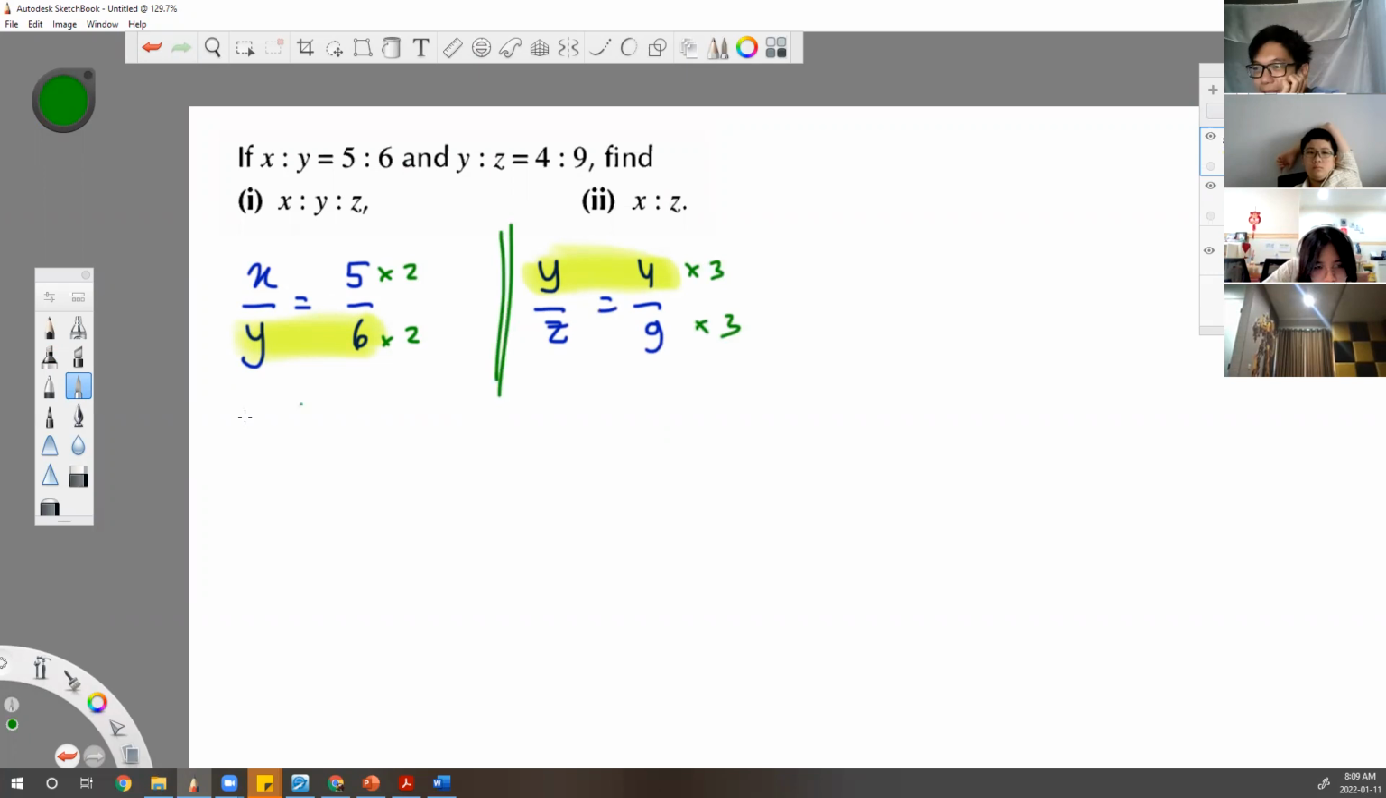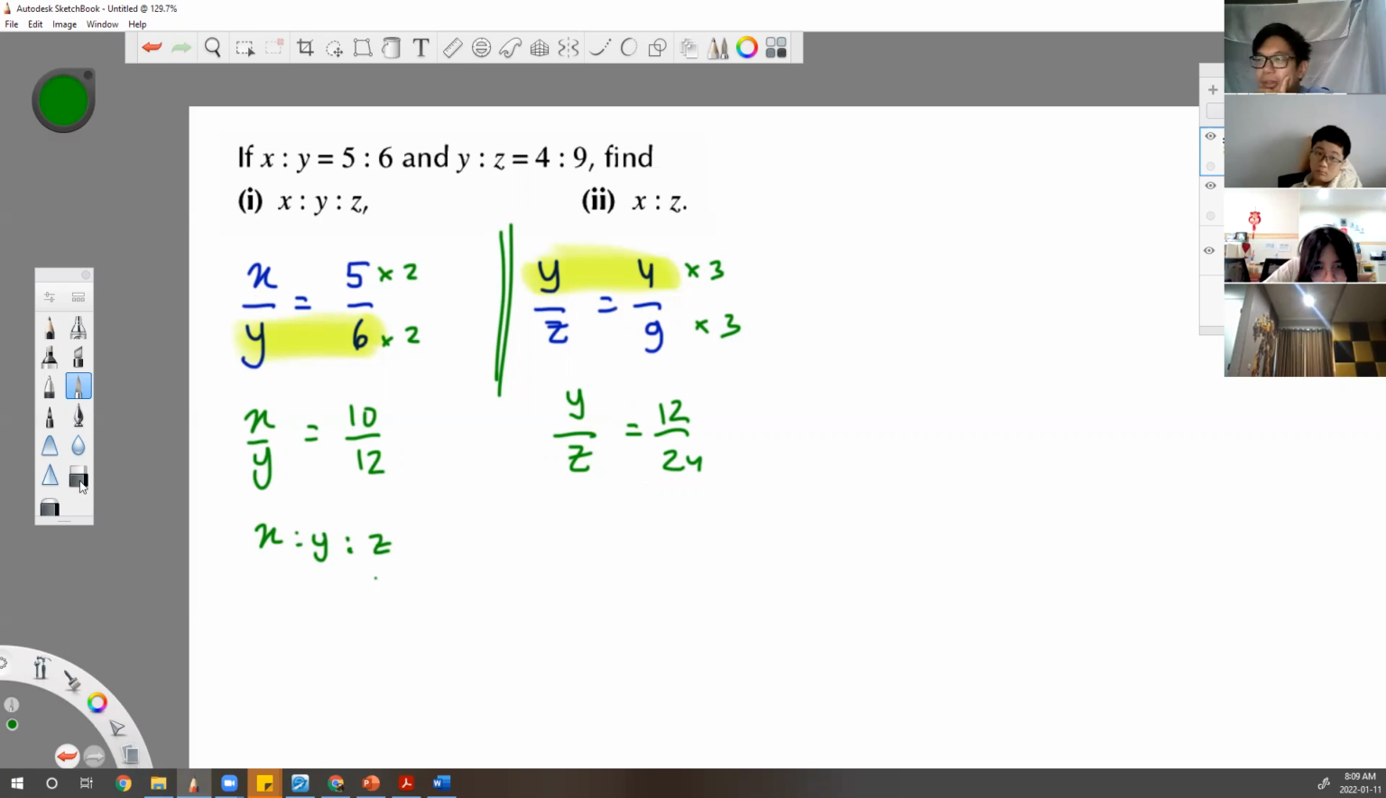Jadi X by Y 10 by 12. Y by Z 12 by 24. Udah sama. Ya. Jadi X by Y by Z berapa? Tunggu. Ya, X by Y by Z berapa ya?